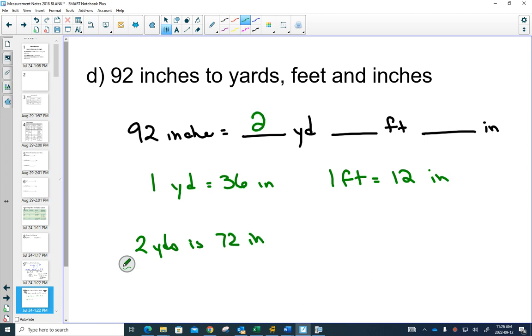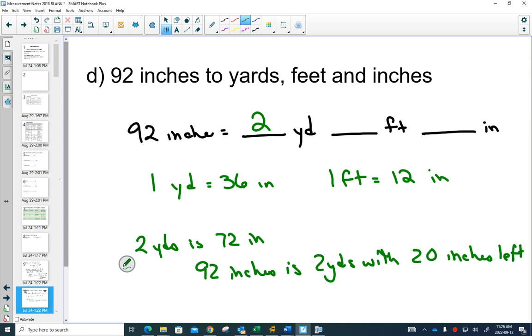So if I put a 2 in here, I would have that 92 inches is 2 yards with 20 inches left. Does that make sense? Okay. Does that finish filling this out? Should I just put a 20 in here?